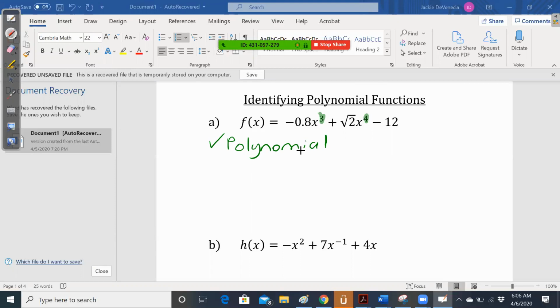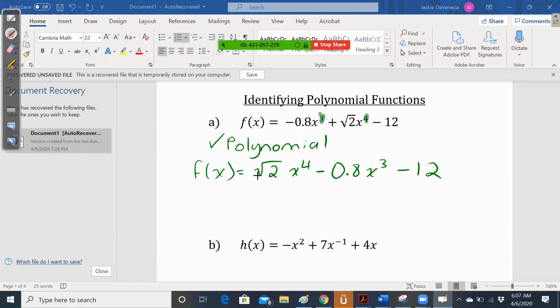And then once I find out it's a polynomial function, I need to put it in standard form. I need to switch these two exponents. So the way I'm going to switch it is, see how this is a positive square root of 2 x to the 4th? I'm just going to bring up the positive square root of 2 x to the 4th. I don't need to put the plus sign. And now here, you see this negative? I'm going to put minus 0.8 x to the 3rd minus 12. All right, and I kept the minus 12 as is.